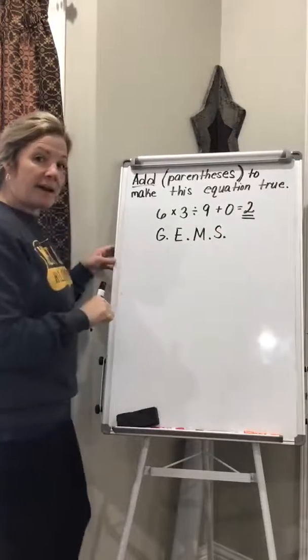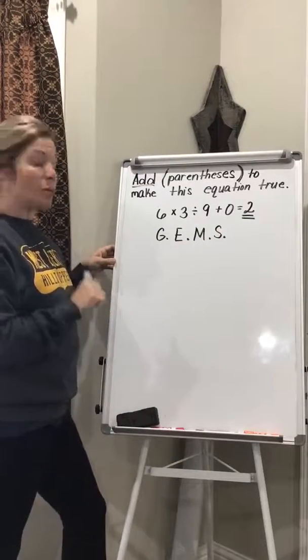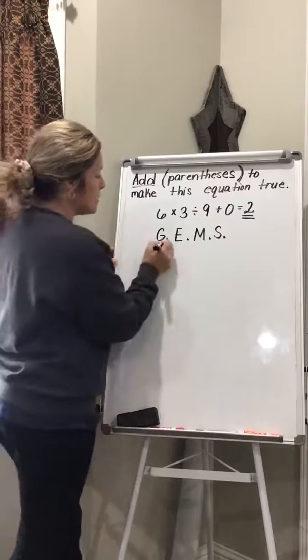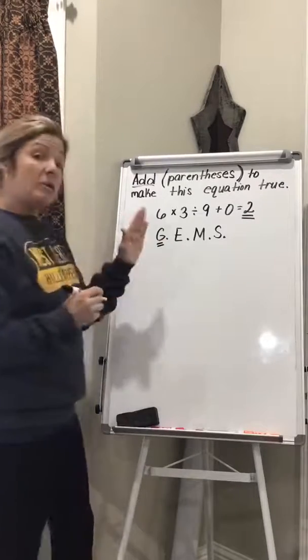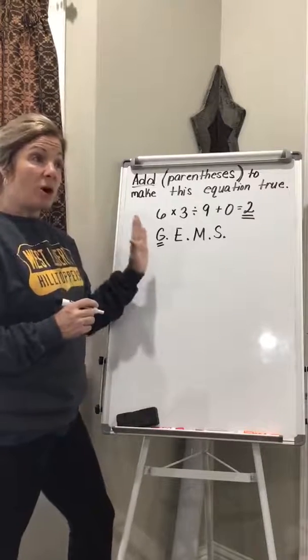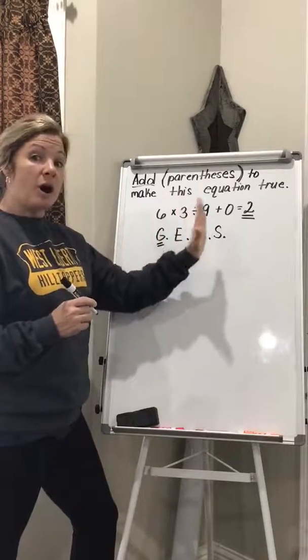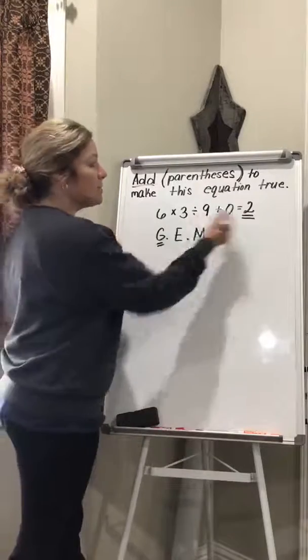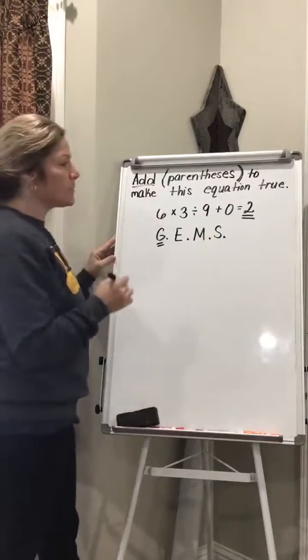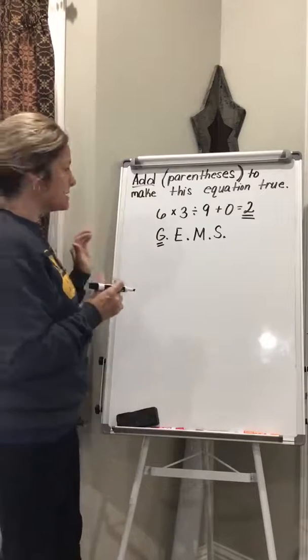And using that acronym to help us remember the order of operations. So we know that our G stands for grouping symbols. We're going to put those grouping symbols in based on the order of the operations that we have to follow. Are there any exponents? No, there's no exponents, so that's not something that we would have to put in parentheses.